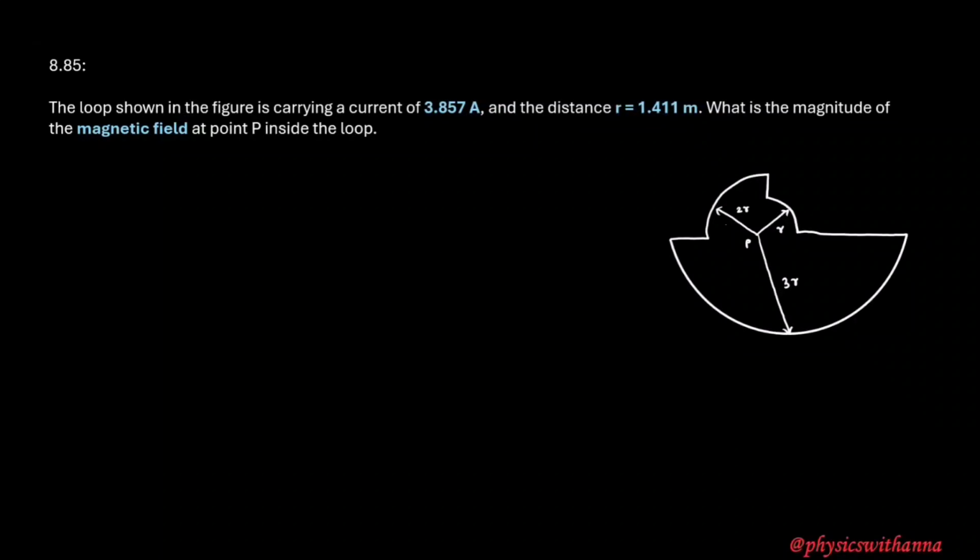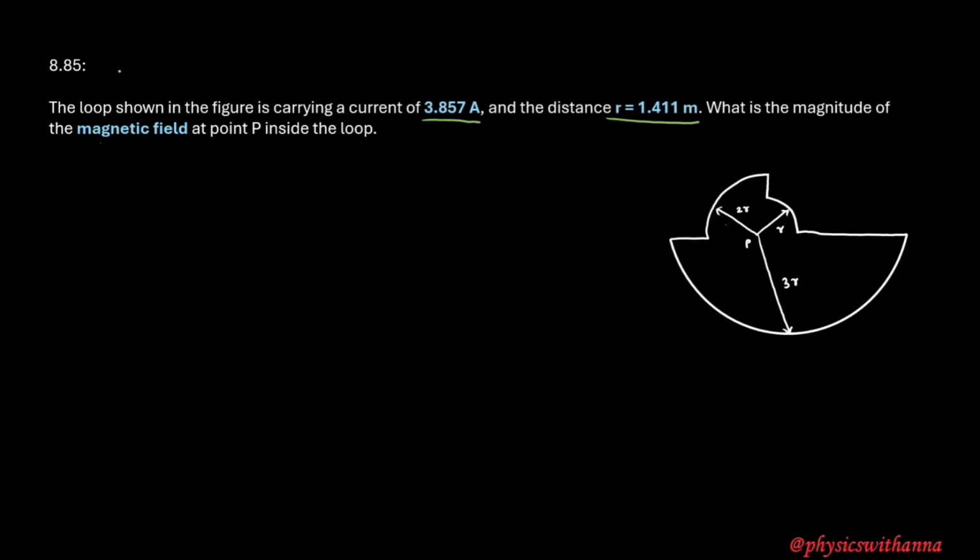In this video, we are going to discuss how to calculate magnetic field at a point due to different segments of a loop. Let's start with question 8.85. The loop shown in the figure is carrying a current of 3.857 ampere and the distance r equals 1.411 meter. What is the magnitude of the magnetic field at a point P inside the loop?